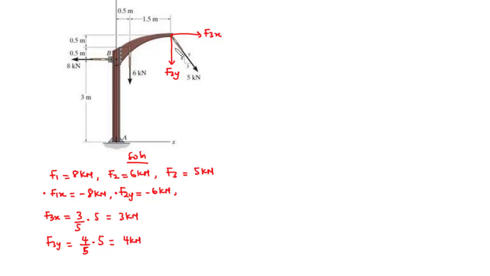Now because F3y is acting vertically downwards, it has a negative value, and then because F3x is acting to the right or along the positive x-axis, it still becomes positive. Next, let's find the sum of Fx or Frx and the sum of Fry.